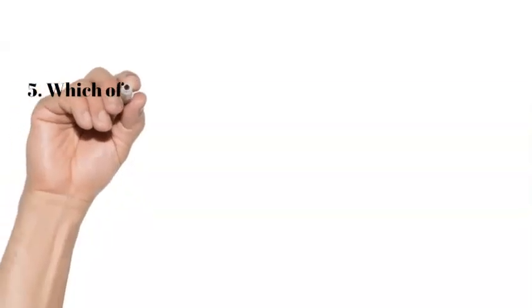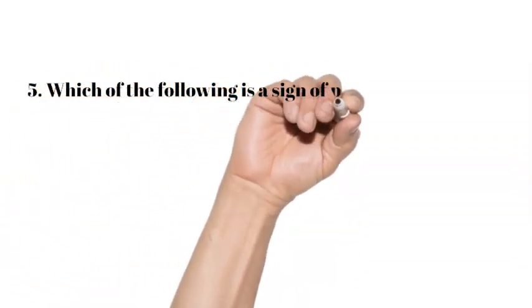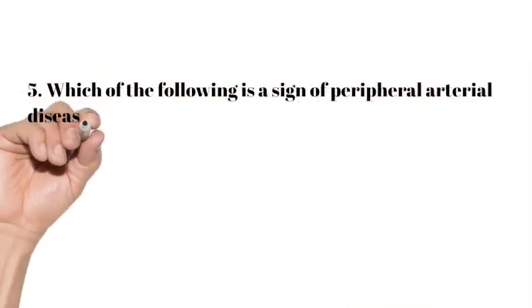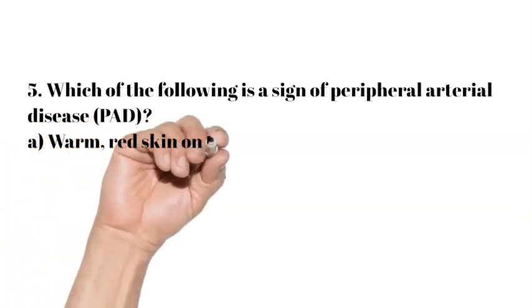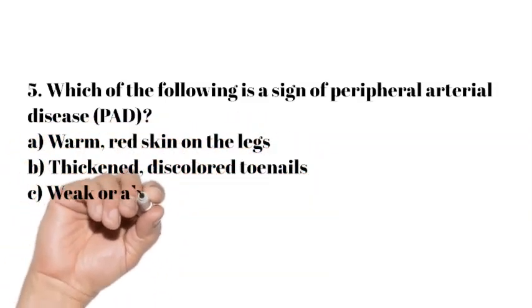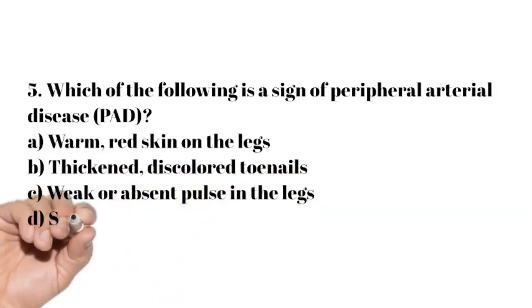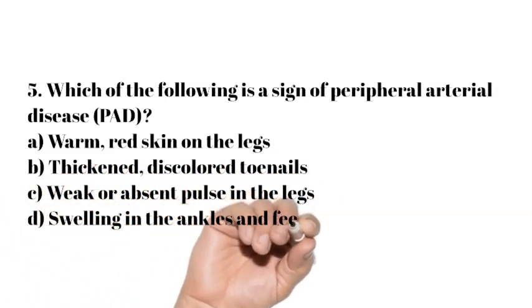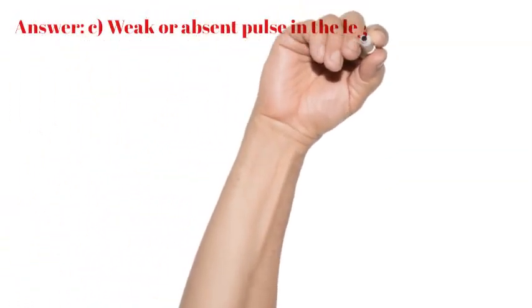5. Which of the following is a sign of peripheral arterial disease, PAD? A. Warm, red skin on the legs. B. Thickened, discolored toenails. C. Weak or absent pulse in the legs. D. Swelling in the ankles and feet. Answer: C. Weak or absent pulse in the legs.